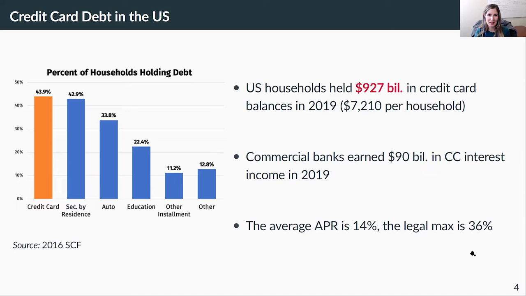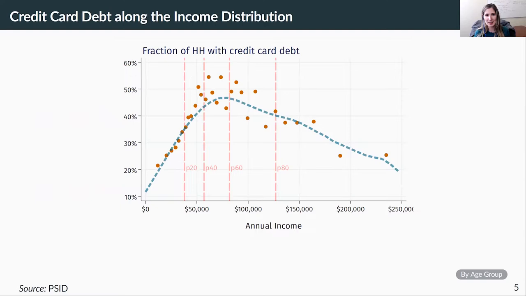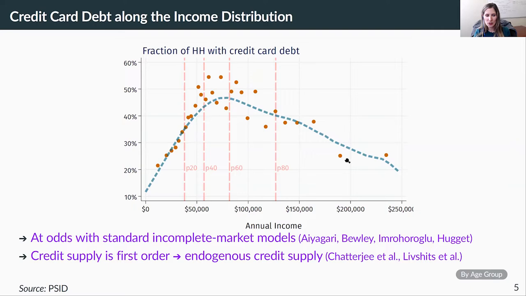Now, one other piece of motivating evidence that we document in this paper is the relationship between credit card borrowing and household income. So here on the y-axis, we have the fraction of households that have credit card debt, and how this varies with their income. And what we see here is a hump-shaped relationship. At low levels of income, as income begins to increase, households are more likely to have a credit card. And eventually, as income gets sufficiently high, the nature of that relationship changes, and they start to be less likely to have a credit card.